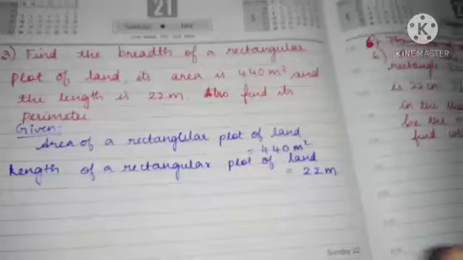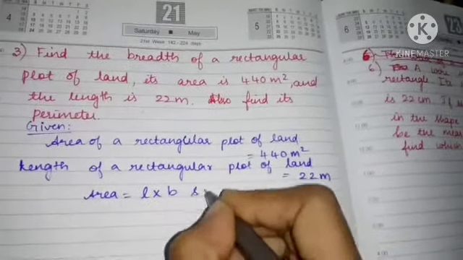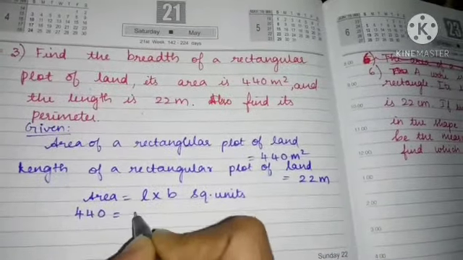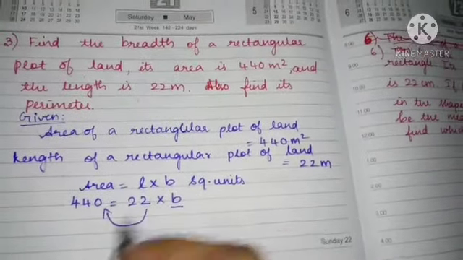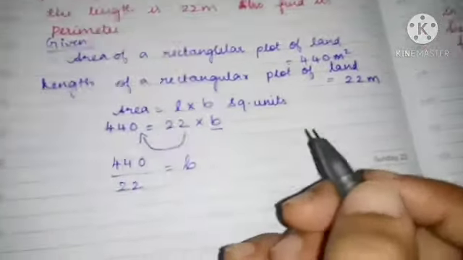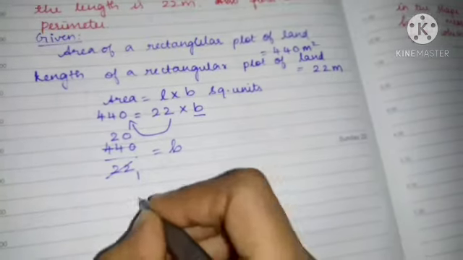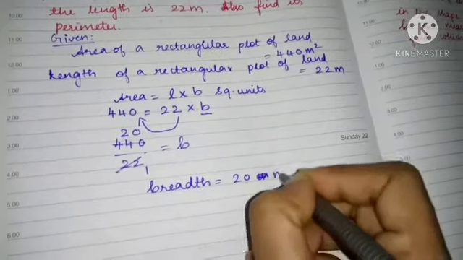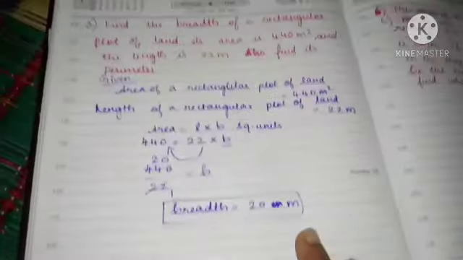What we have to find? We should find the breadth. So you know area is equal to length into breadth, square units. So what is the area value? 440. Length value is 22, into breadth. You don't know the breadth, so I am bringing this 22 to the next side. 440 divided by 22 is equal to breadth. So in the 22 table, 22 times 2 is 44, times 0. So breadth is equal to 20 meter. Breadth is how much, children? 20 meter. I have found the breadth now.